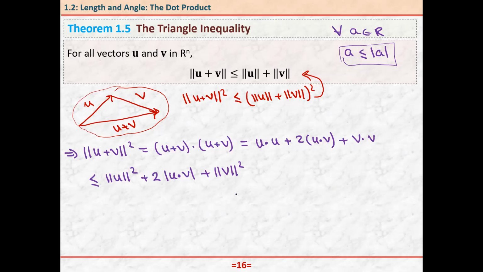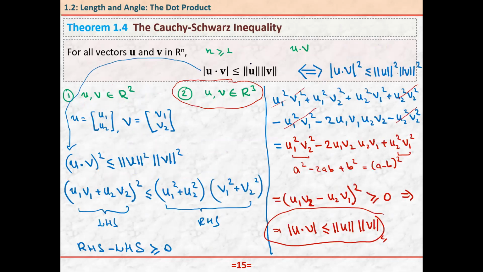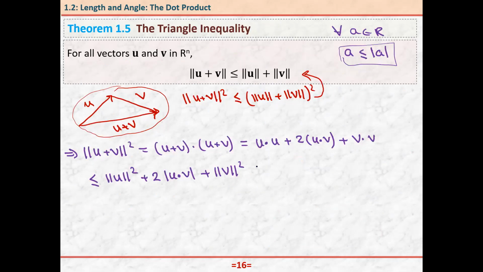Also, using the previous inequality, as you see here, we have the absolute value of U dot V. Now I'm going to use the Cauchy-Schwarz inequality for this. The absolute value of U dot V is less than or equal to the product of these two norms. So if I change this now, we will have less than or equal to the norm of U squared plus 2 times the norm of U times the norm of V, plus the norm of V squared.